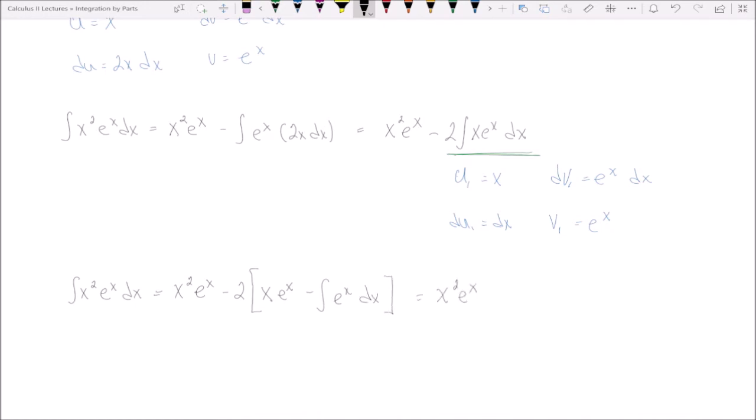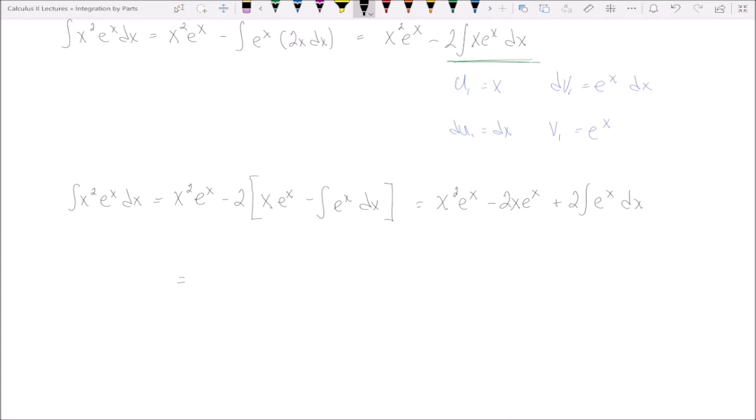So we have x squared e to the x minus 2x e to the x plus 2 times the antiderivative of e to the x dx. And this equals x squared e to the x minus 2x e to the x plus 2e to the x plus a constant. Or if we wanted to, we could factor out an e to the x and be left with x squared minus 2x plus 2, and then all times our constant.